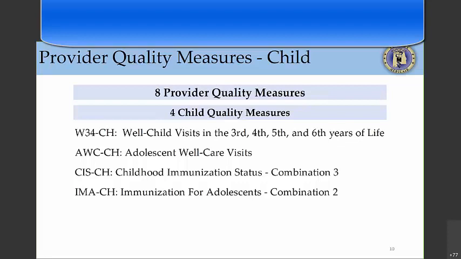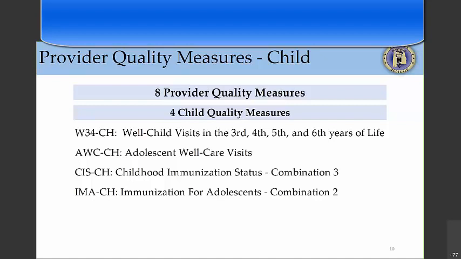There are 8 provider quality measures, 4 child measures, and 4 adult measures. Listed are the measure acronyms and the names of the measures. Acronyms are how CMS records the quality measure. The child measures are well child visits in the 3rd, 4th, 5th, and 6th years of life, adolescent well care visits, childhood immunization combination 3, immunizations for adolescents combination 2.